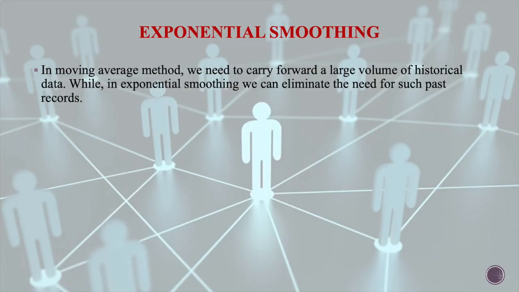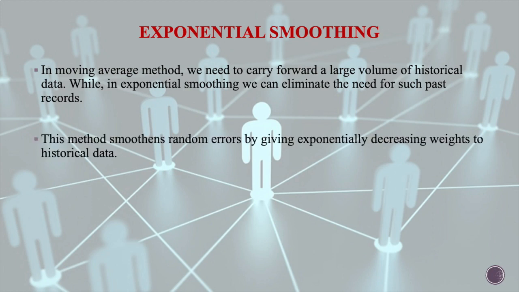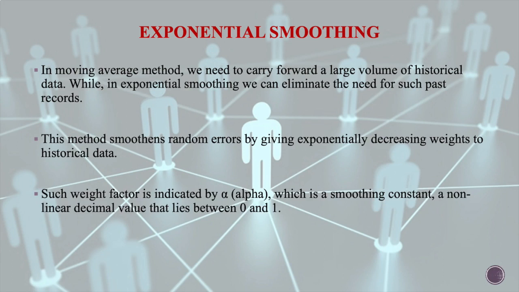The next method is called exponential smoothing. In the moving average method, we need to carry forward a large volume of historical data, while in exponential smoothing we can eliminate the need for such past records. This method smoothens the random error by giving exponentially decreasing weights to historical data. The weight factor is indicated by alpha, which is a smoothing constant, a decimal value lying between 0 and 1.